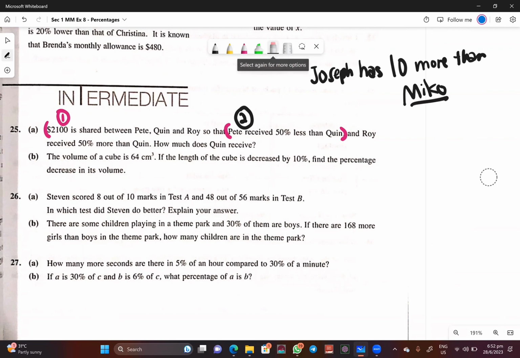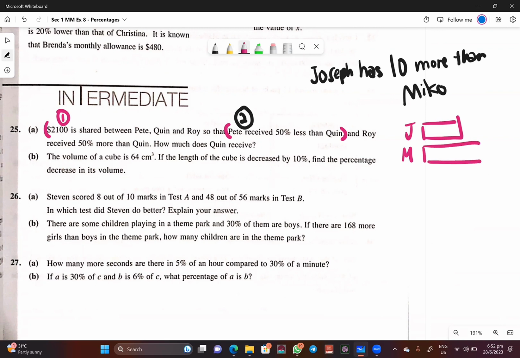What do I mean? Why is Miko the base? Because if I were to draw a model, can you see that Joseph is 10 more? If Joseph is 10 more, Joseph cannot be the base. What is the base? The base is basically my 1 unit, or what I call my 100%.